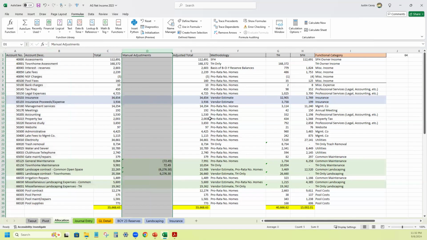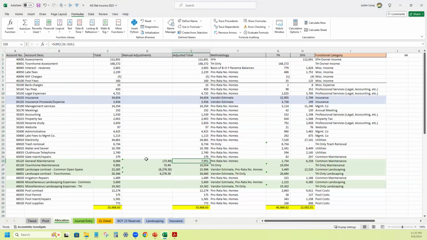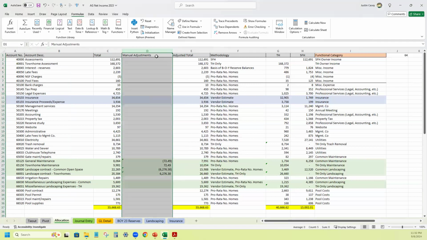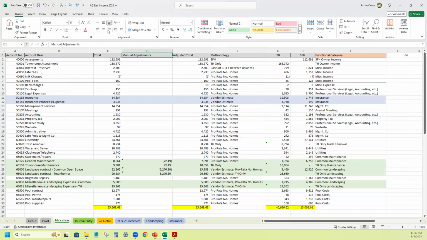Okay, so let's talk about column D. This is ironically what takes the longest amount of time to do, and I'll try to breeze through it as quickly as possible, and be able to answer any questions during the meeting tomorrow.